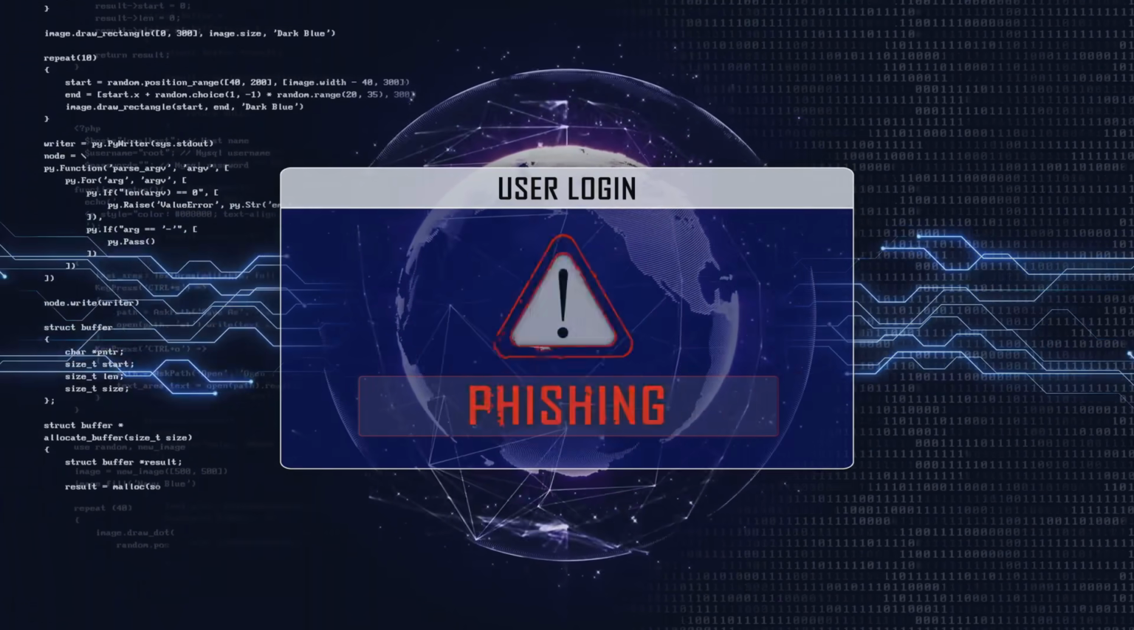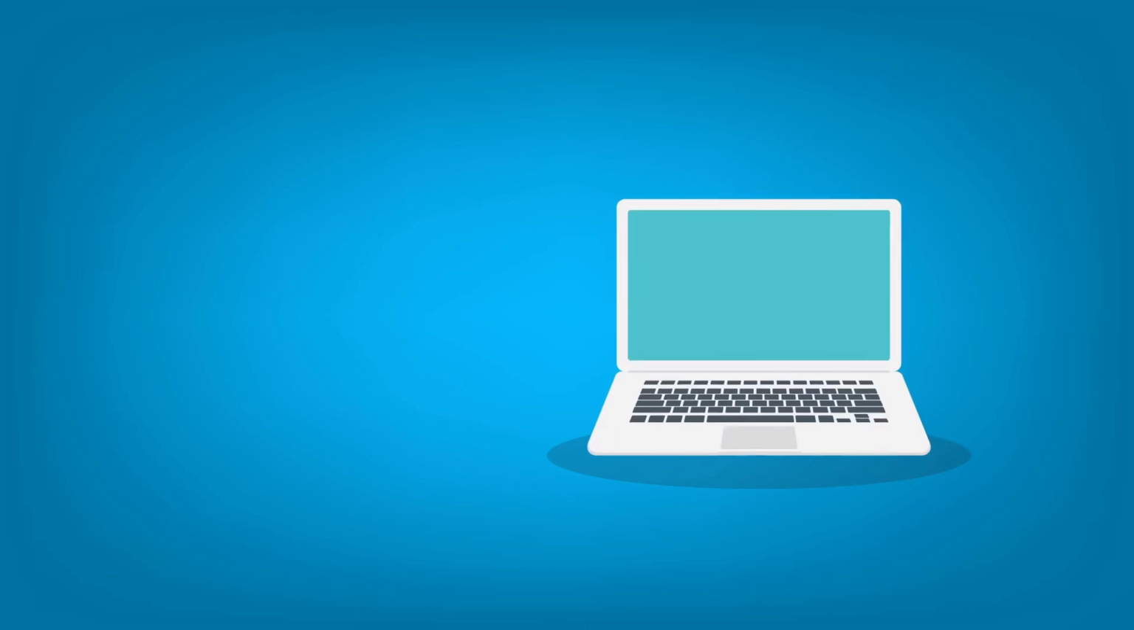Be cautious of unsolicited emails and messages. Phishing attacks often use deceptive emails to trick you into revealing personal information. Always verify the sender's email address and avoid clicking on suspicious links or downloading attachments from unknown sources.